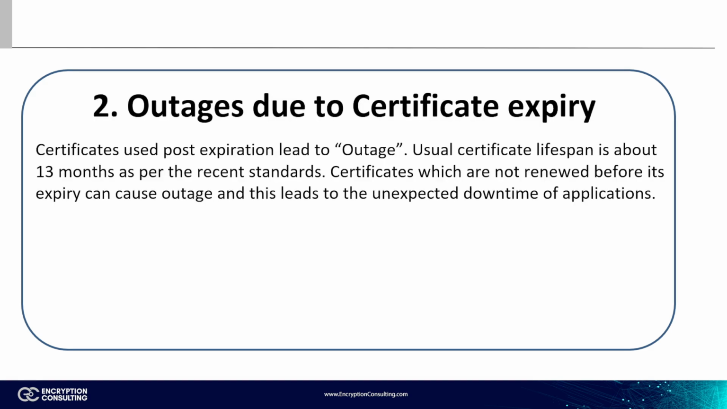And then second, we have outages due to certificate expiration. Certificates used past their expiration date lead to outages. Usual certificate lifespan is about 13 months as per the recent standards. Certificates which are not renewed before their expiration can cause an outage, and this leads to the unexpected downtime of some applications. Manual certificate management is prone to many issues due to human involvement. Suggested solutions for this challenge is to implement automated certificate management systems. Consulting firms such as Encryption Consulting help clients to assess and implement certificate management systems.